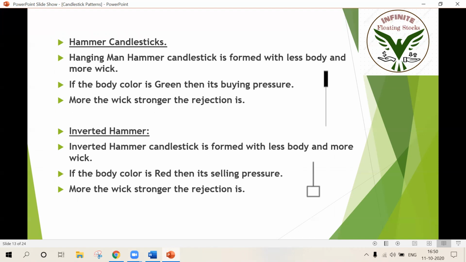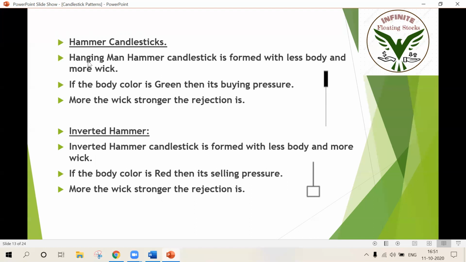This candlestick pattern is the hammer. Look at the diagram, then read the definition. The diagram looks like a hammer, right? It will have a wick at the bottom and a small body at the top. This is the hammer. And the second candlestick pattern is the inverted hammer, which will have a wick at the top and body at the bottom.